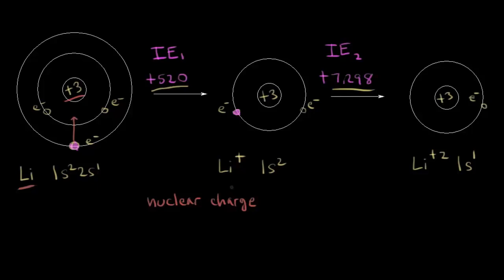And if we look at the lithium plus 1 cation, similar situation, right? We still have 3 protons in the nucleus, and that positive charge is what's going to be attracting this electron as well. And so because of the same number of protons, we have to think more about effective nuclear charge as opposed to how many protons there are in the nucleus.